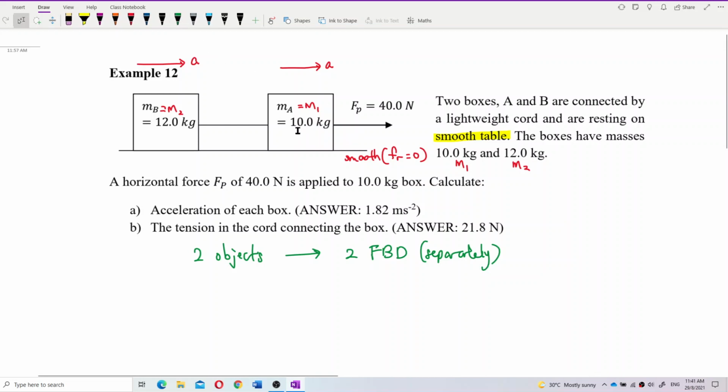Look at mass 1 first. This is the point mass. This is the pulling force FP. This is the weight W1, mg, and this is the normal force because it's resting on the surface. The normal force is perpendicular to the surface. This is N1. Understand? And what else?